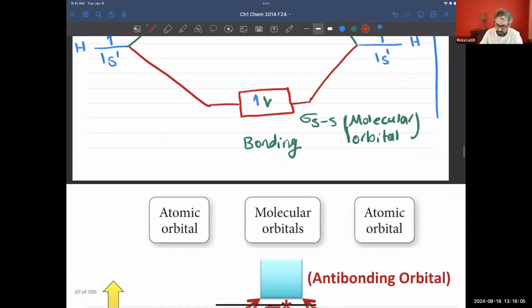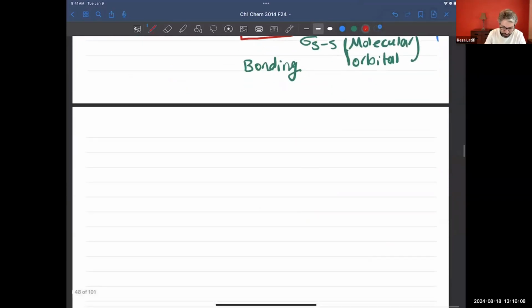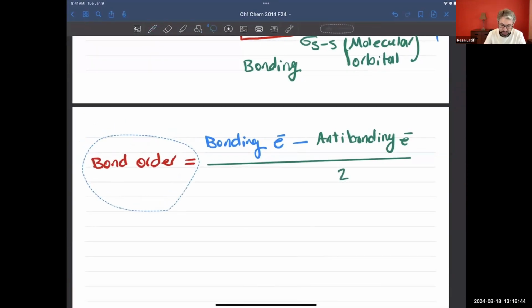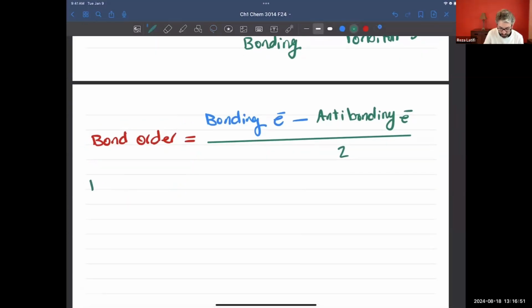Now we have a term that we call bond order. What's a bond order? Bond order is equal to bonding electrons minus anti-bonding electrons, and you divide this by 2. Why by 2? Because per each chemical bond, you need to have 2 electrons. So let's find the bond order for H2.